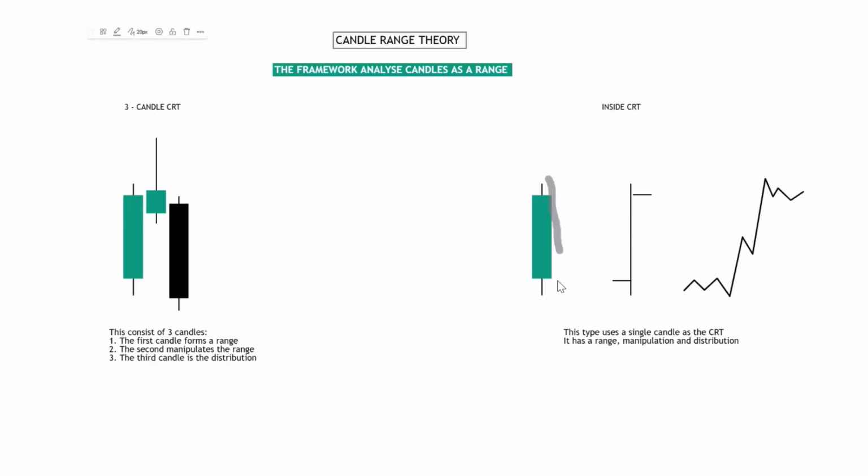So if you see a full body candle on the higher time frame, this is basically what you're going to see on the lower time frame. This price action where price ranges, manipulates, then trends and closes back inside the range. This is how price moves, okay?